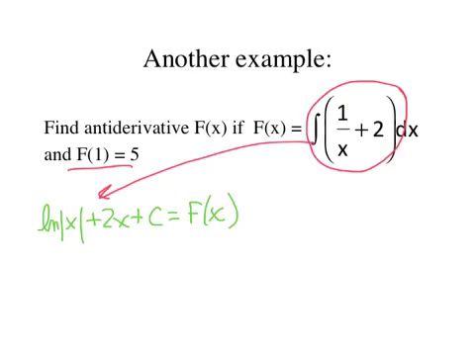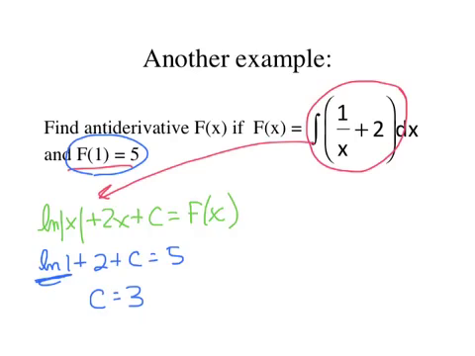And then the next part says that I have to have f of 1 equals 5. So that says the natural log of 1 plus 2 times 1 plus c has to equal 5. So solving, the natural log of 1 is 0, so c is going to equal 5 minus 2, 3. So my final answer is f of x equals ln of absolute value of x plus 2x plus 3.